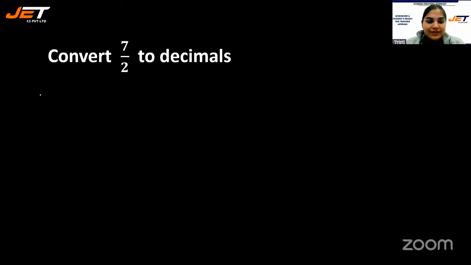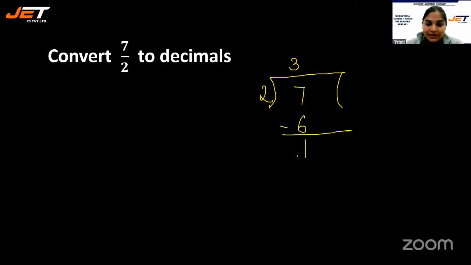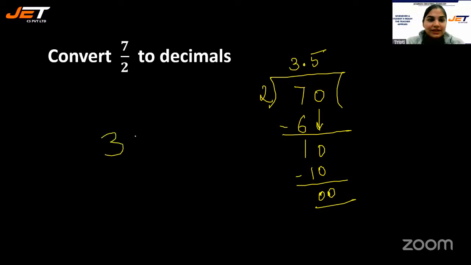So here, for 7 by 2, just divide 7 by 2. 2 times 3 is 6. We got 1 as the remainder, but to get the answer in decimal, we need to put an extra 0 here and a decimal here. 2 times 5 is 10. So the answer is 3.5. 3.5 is the conversion of 7 by 2, sorry.